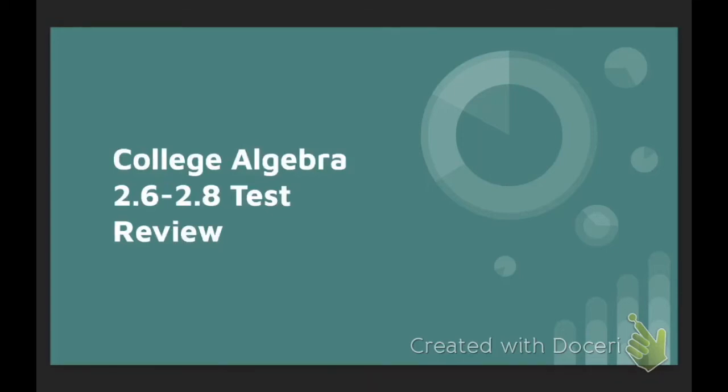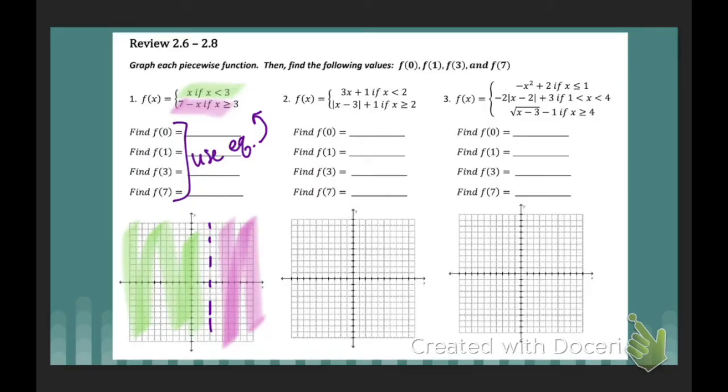College Algebra 2.6 to 2.8 test review. For examples 1 through 3, we are evaluating piecewise functions and graphing them. So let's start with looking at the evaluation part.